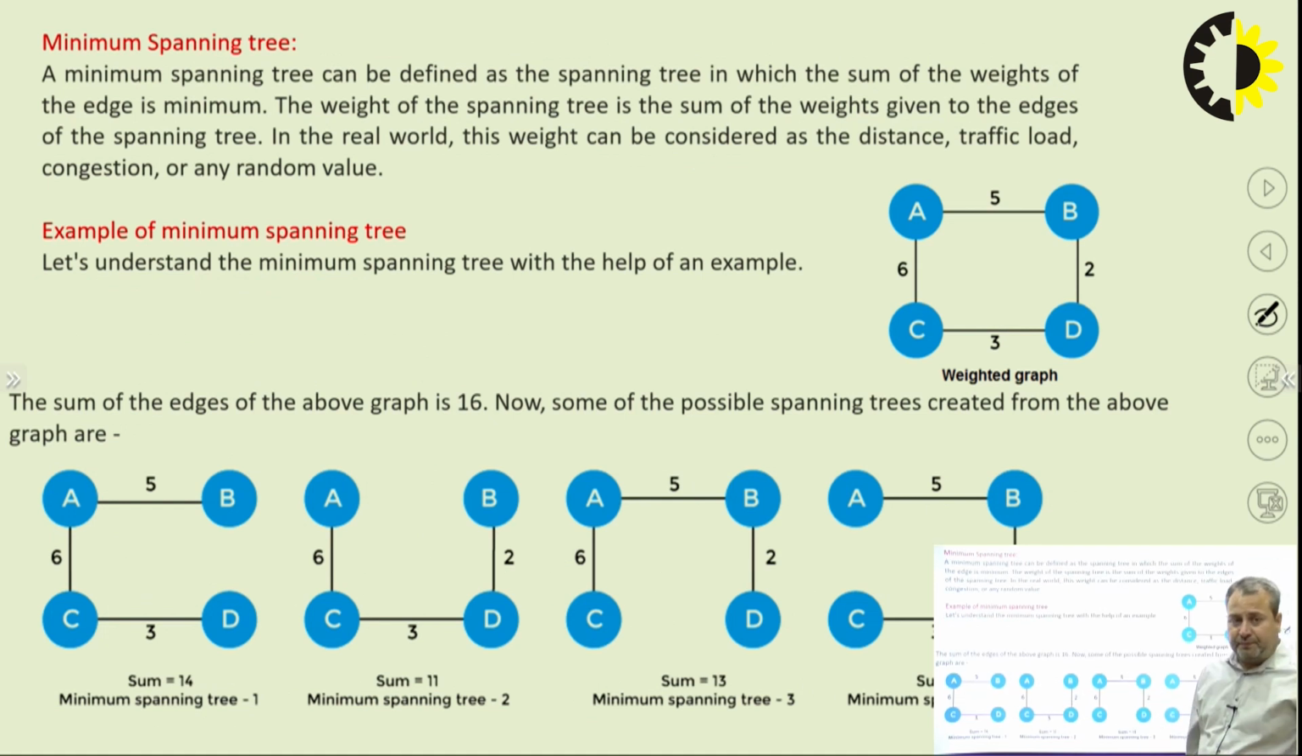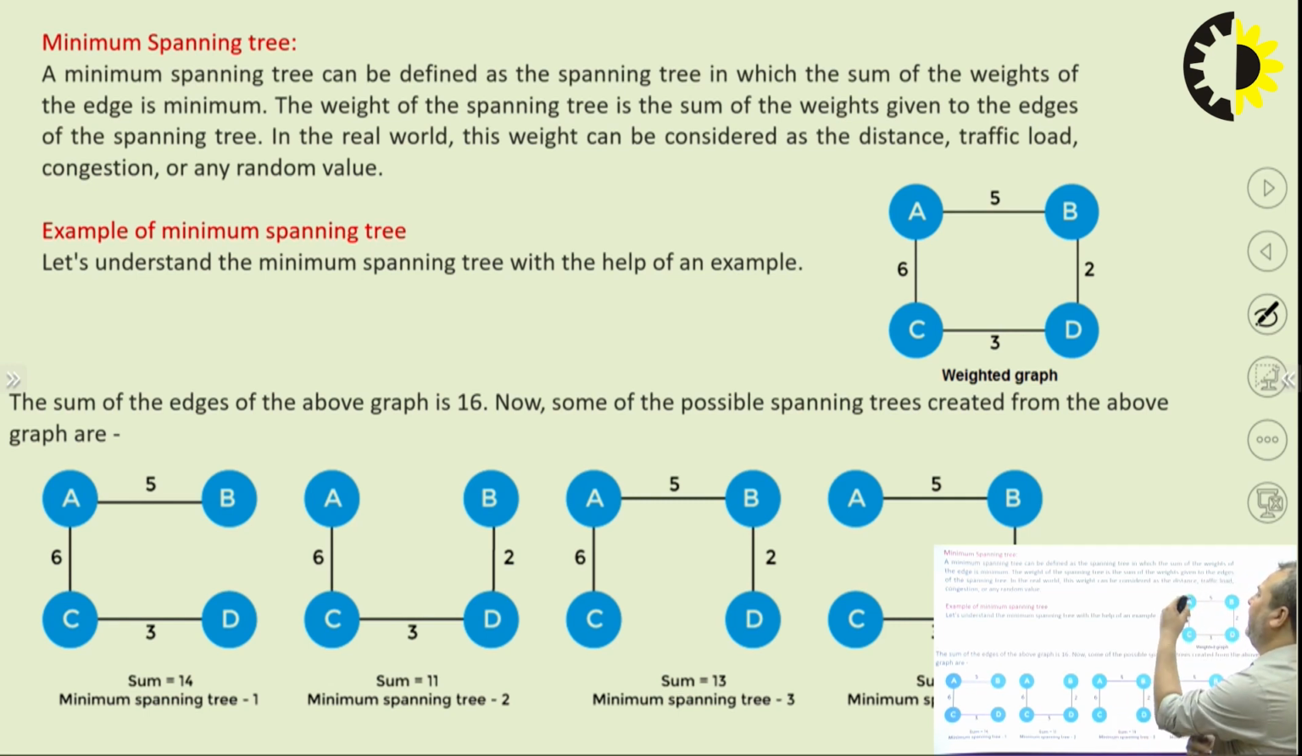Now the topic is the minimum spanning tree. Out of many spanning trees, the spanning tree whose sum of weights is the minimum, having the lesser total weight, becomes the minimum spanning tree.